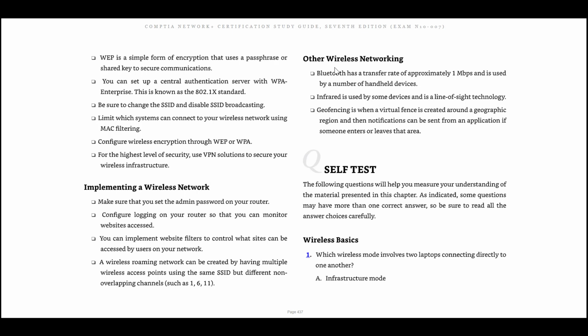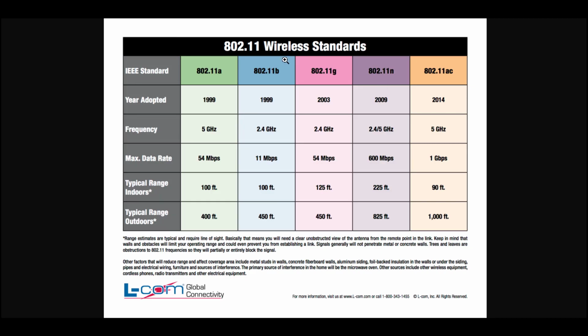And then in your other wireless networking, Bluetooth, it's kind of like a personal network. You probably use it with your phone a lot. Infrared is line of sight. It's mostly used by remote controls for like TVs. And then geofencing is when a virtual fence is created around a geographical region, and the notifications can be sent from an application as someone enters or leaves the area. So like a virtual fence. Okay, so this here is what's most important that you understand.